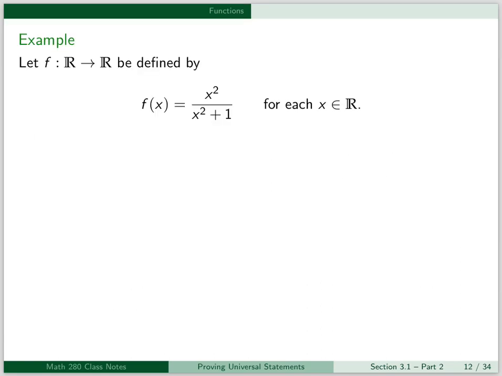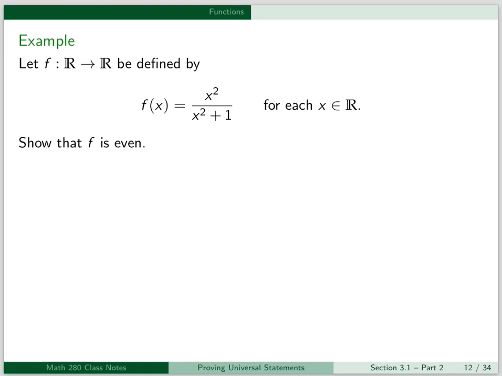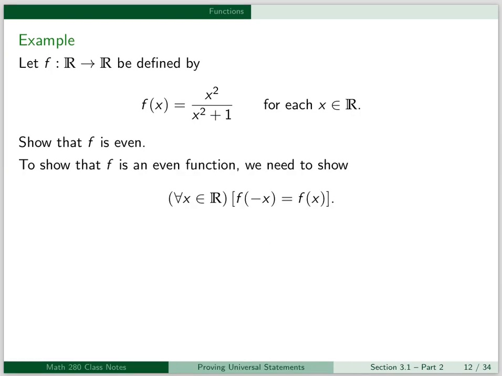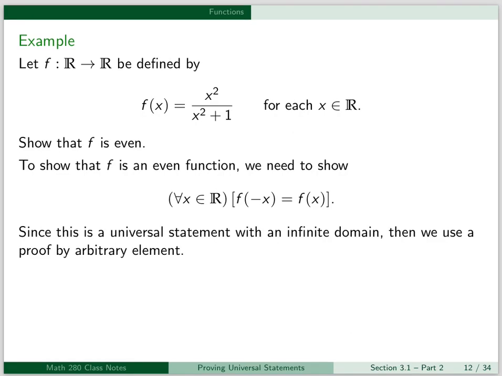And now for an example, let f from R to R be defined by the formula f of x equals x squared divided by x squared plus 1 for each x in R. We want to show that f is even. To show that f is even, we need to show for all x in R, f of minus x is equal to f of x. Since this is a universal statement with an infinite domain, we use a proof by arbitrary element.